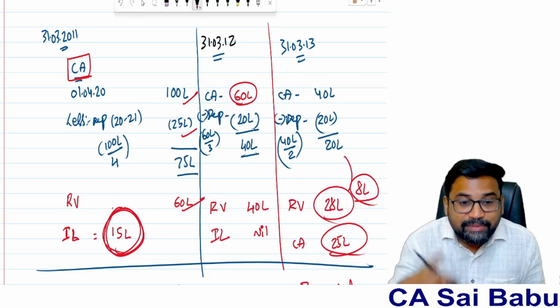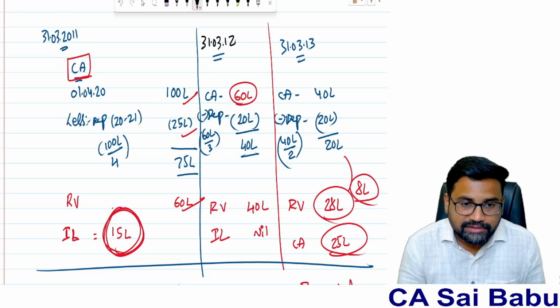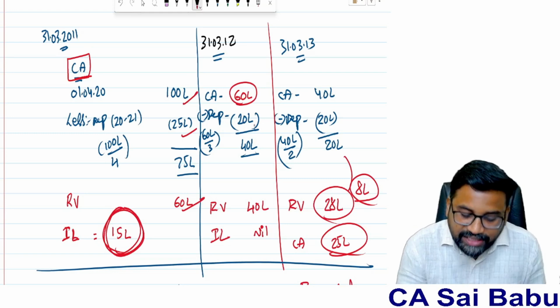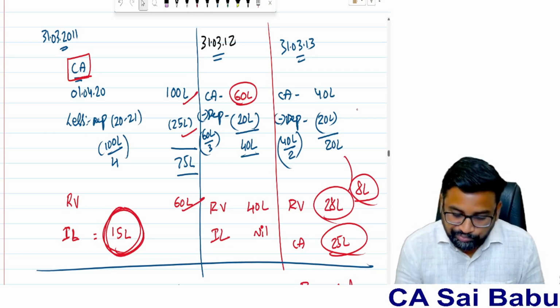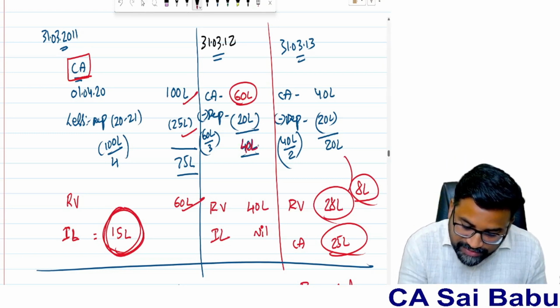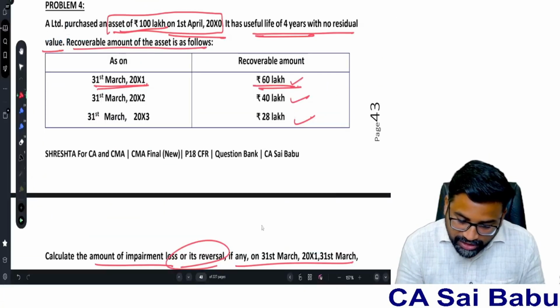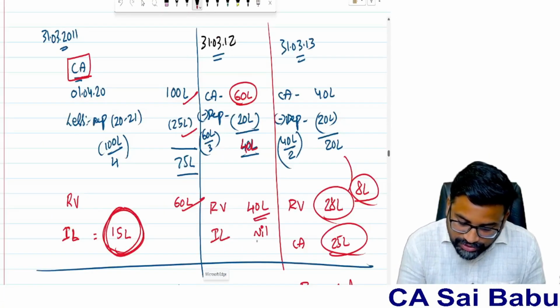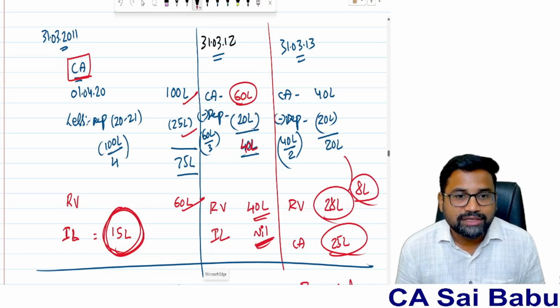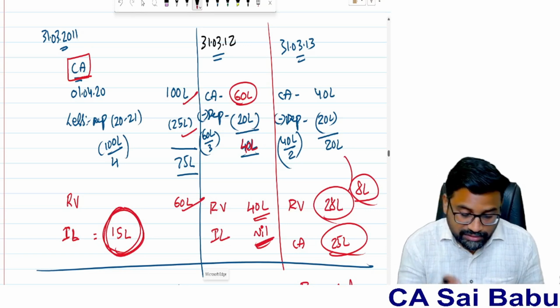And the 60 lakhs will be depreciated over the remaining life of 3 years. So the depreciation for the second year is 20, 60 divided by 3. So therefore, what is the carrying amount at the end of the second year? 40. Recoverable value 40. So therefore, there is no impairment loss.